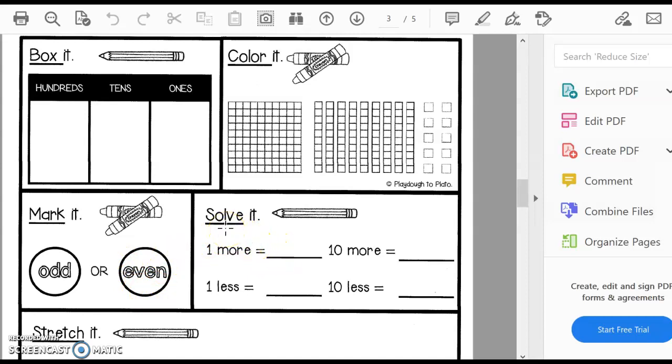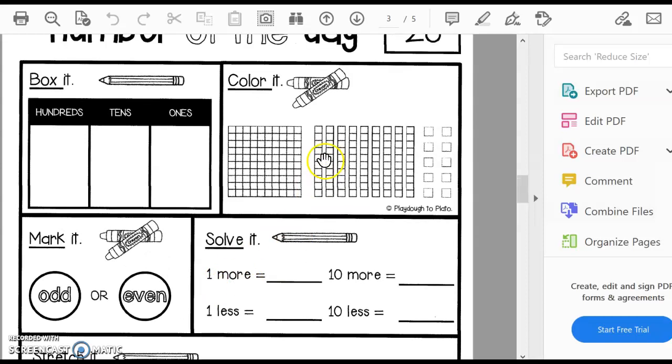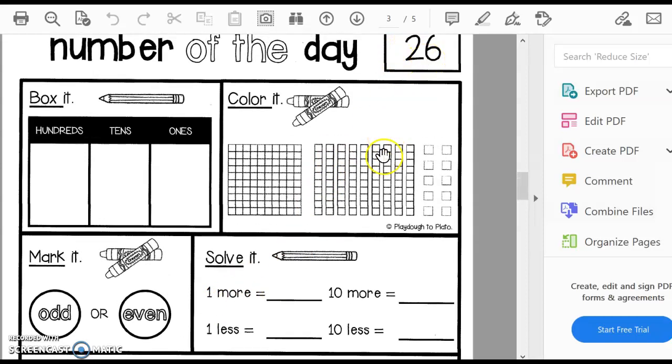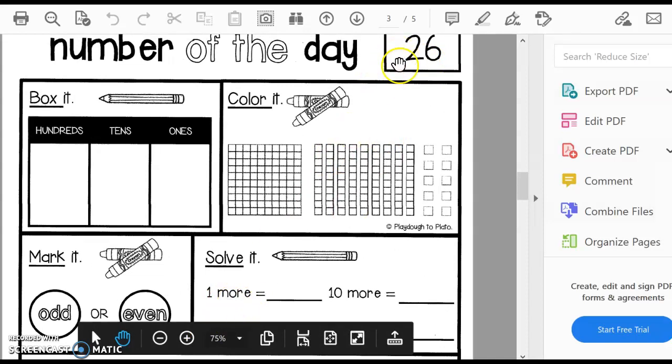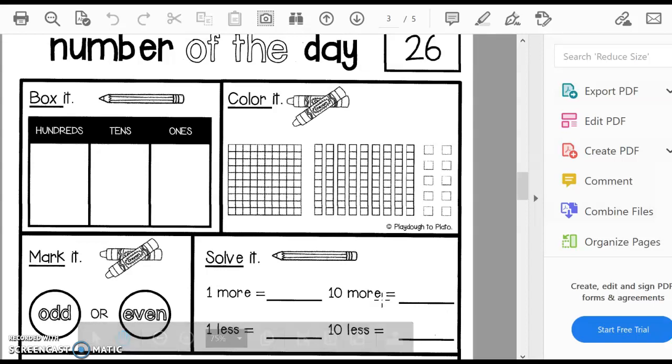This one says solve it. Solve it. What is 1 more than 26? Remember, we're always working with 26. 1 more than 26 is whatever you think it is, but 10 more than 26. So what is 10 more than 26? Use your number chart that I gave you, that is in your pack if you need help. 10 more than 26, I'll tell you for today, it's 36 because we're counting by tens.